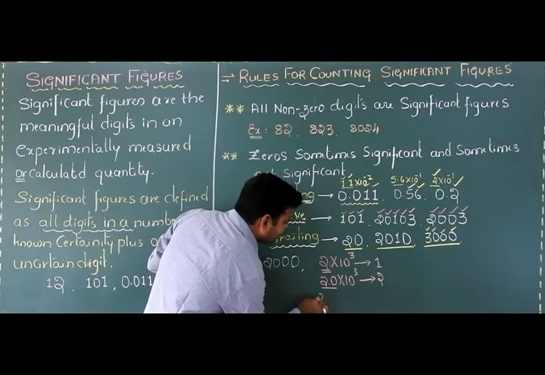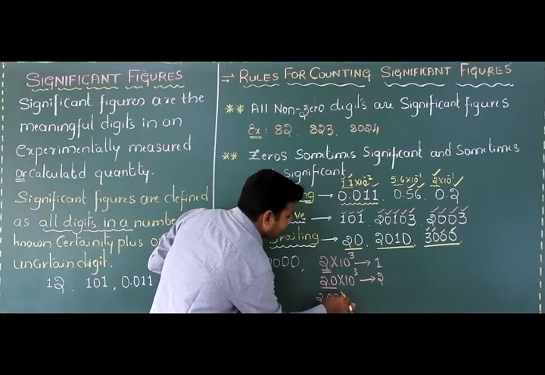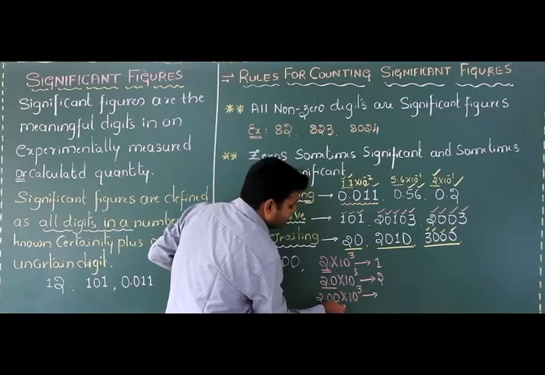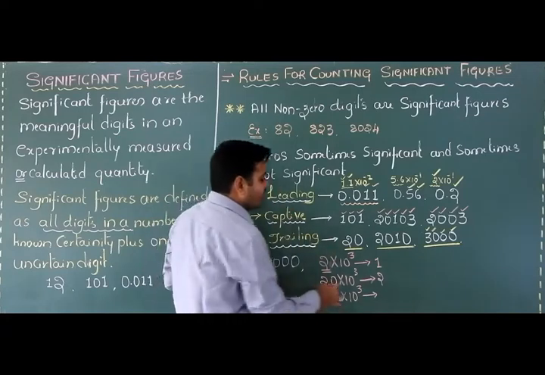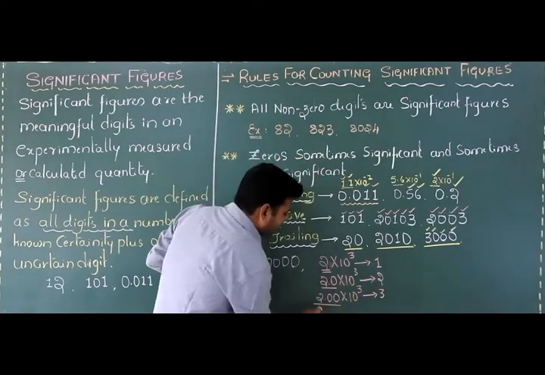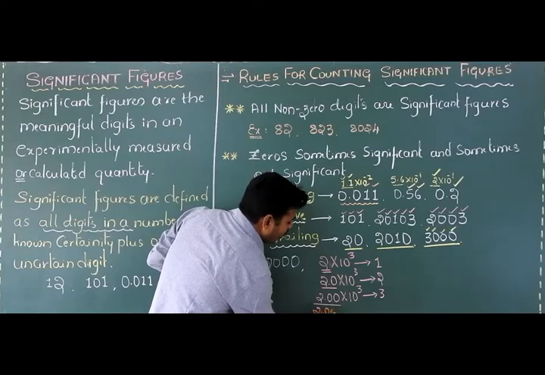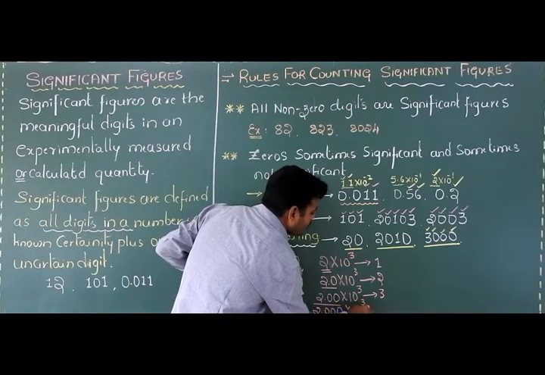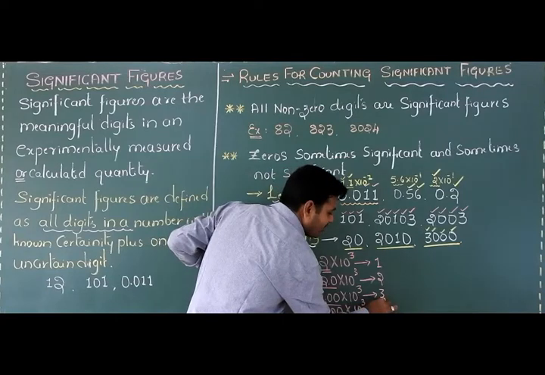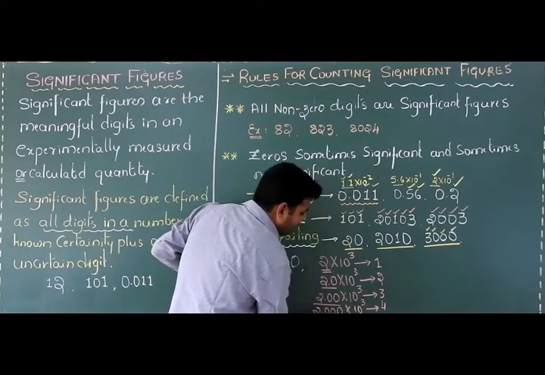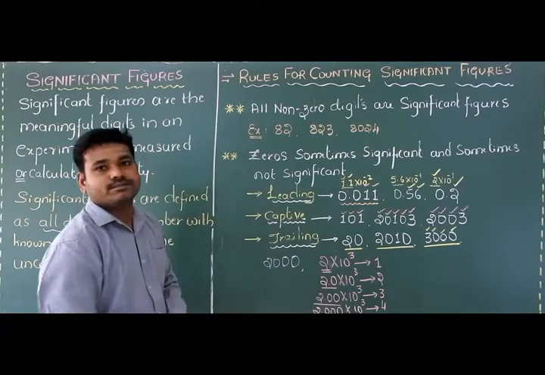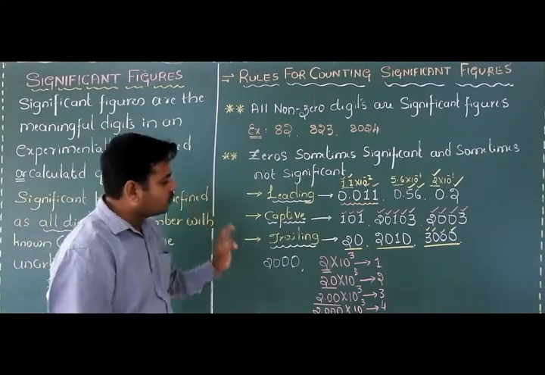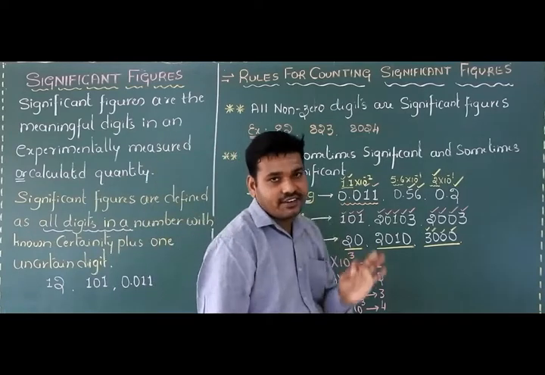Similarly, the same number is expressed in the form 2.00 into 10 raised to plus 3. How many significant figures here? 3 significant figures. Similarly, the fourth one is 2.000 into 10 raised to plus 3. How many significant figures, students? 4 significant figures in this given number. So the 2000 may have 1, 2, 3 and 4 significant figures.